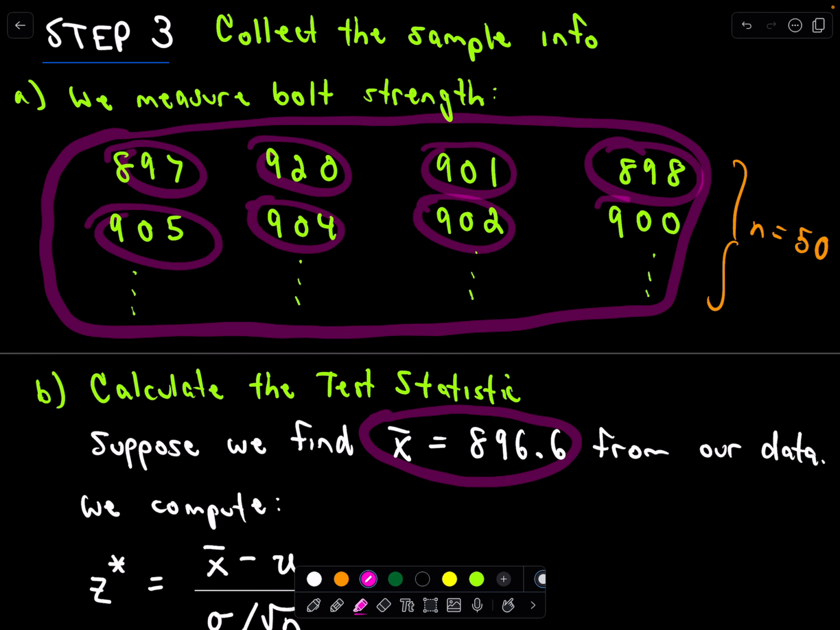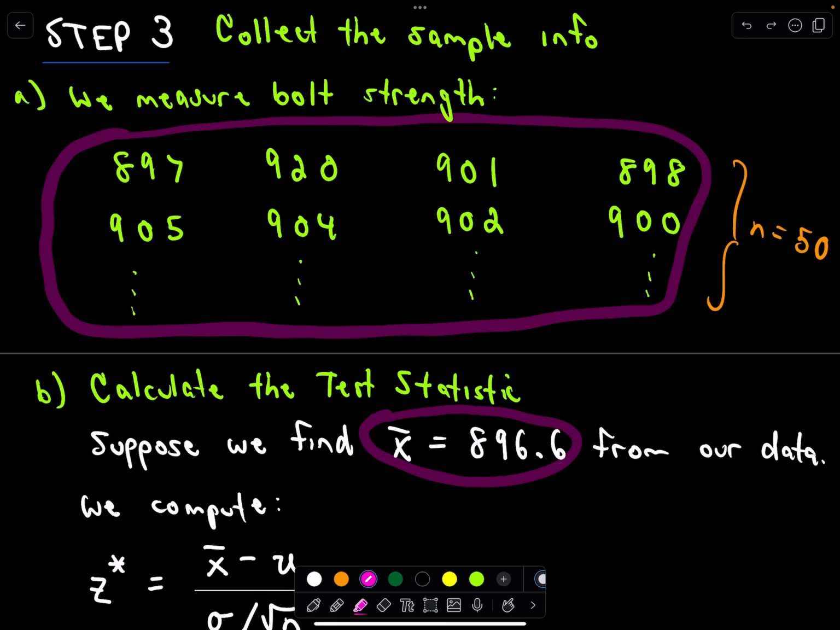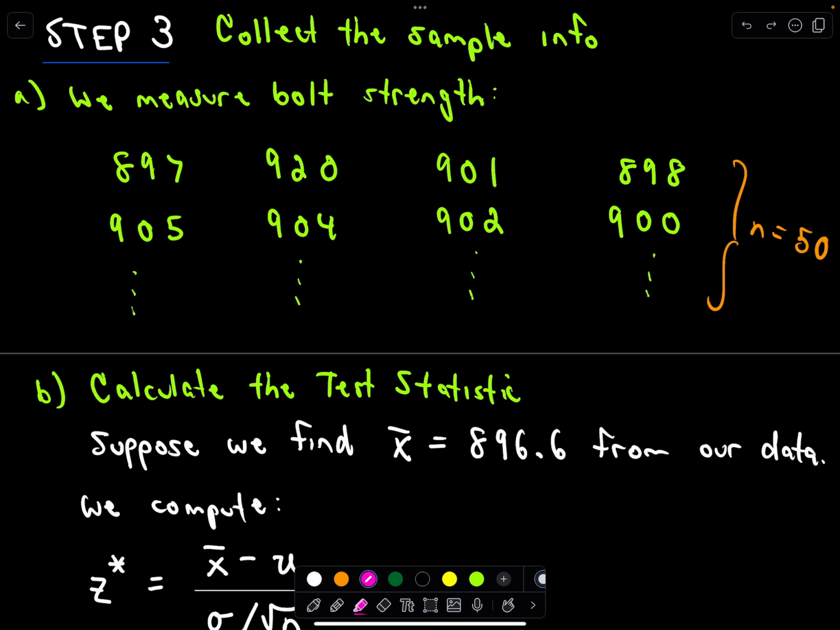I divide that by 50, and I compute my average bolt strength to be 896.6. Now, intuitively, your concern is that the bolt strength may be less than 900 pounds. Well, clearly 896.6 is less than 900 pounds. So that's clearly less than, but is it small enough to be of concern?